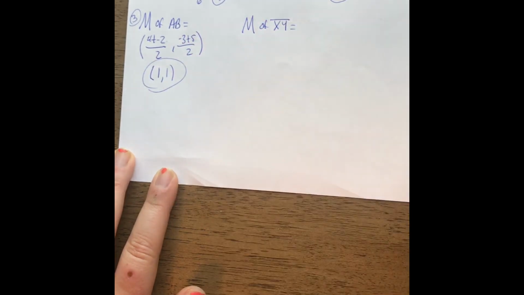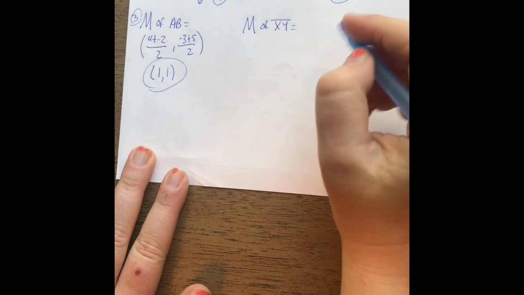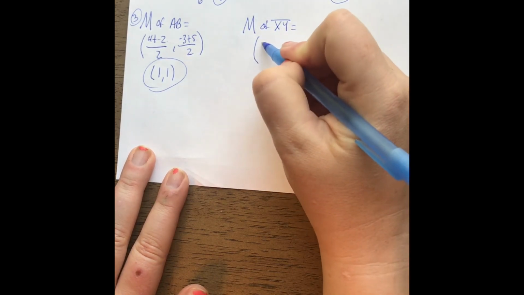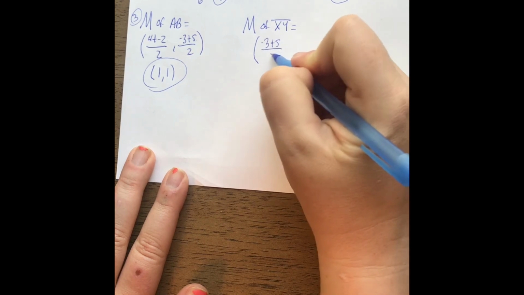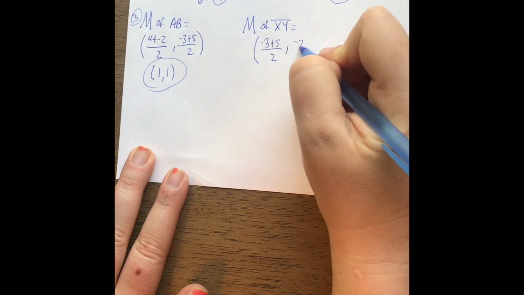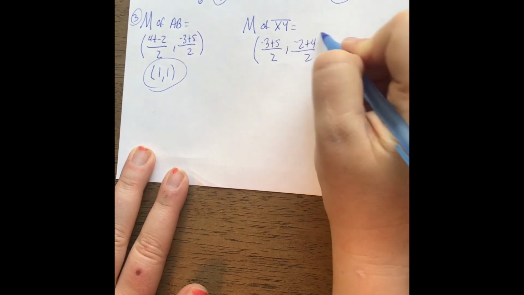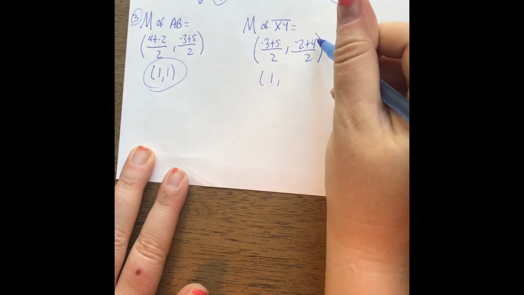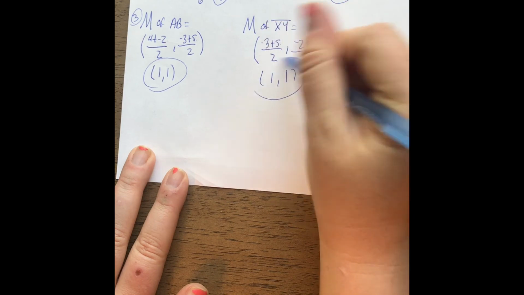Good. The midpoint of XY: add the x's, divide by 2, add the y's, divide by 2. So we're going to do negative 3 plus 5 over 2, comma negative 2 plus 4 over 2. And this time you get 2 over 2, which is 1, and 2 over 2, which is, again, 1.